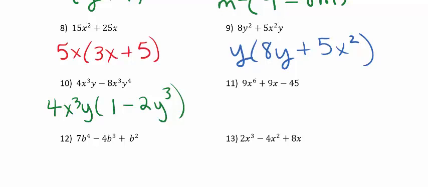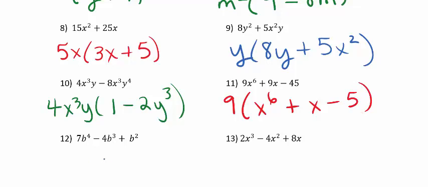Number 11, we can pull out a 9 out of every term. And the 45 doesn't have an x, so I can't pull an x out of every single term. So what do we have left? Well, we have an x to the 6 plus an x. And then 9 times 5 is 45.